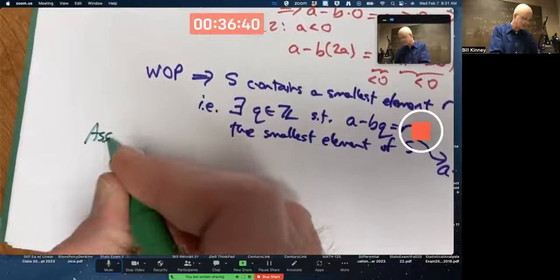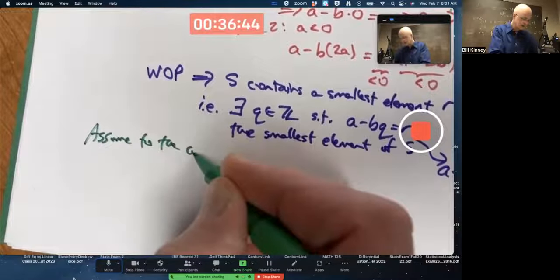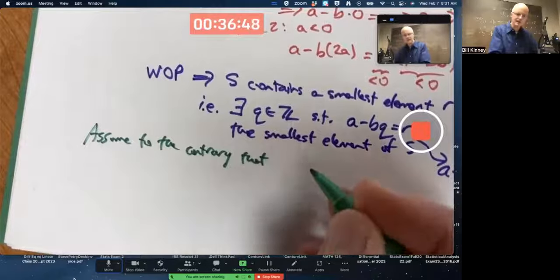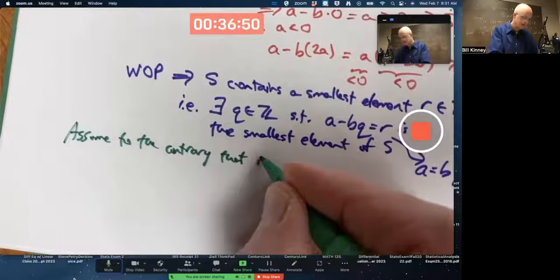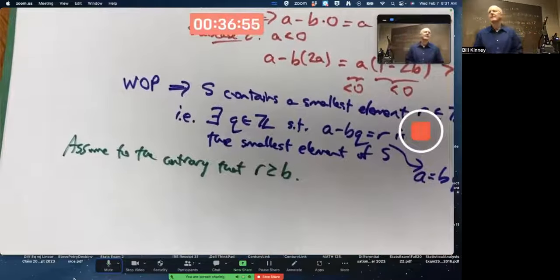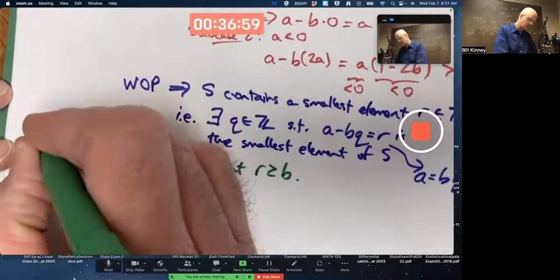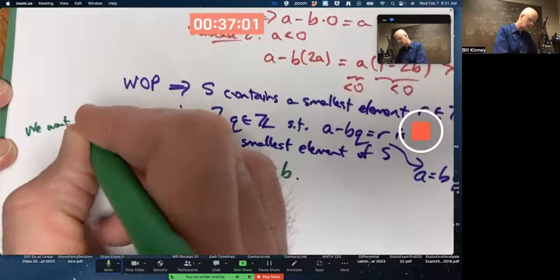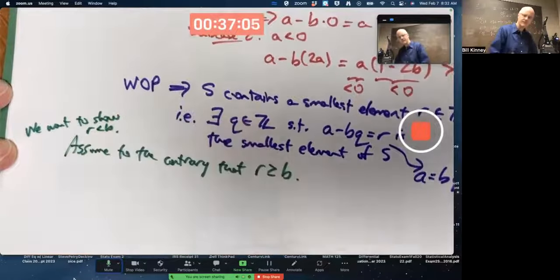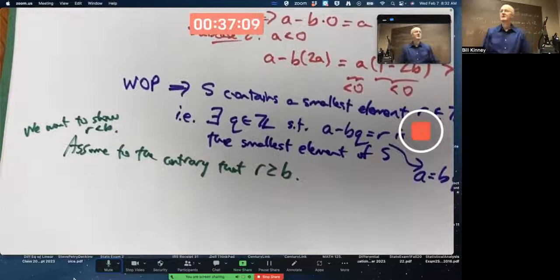Assume to the contrary that R is not less than B, R is greater than or equal to B. Maybe you want to say before this point, we want to show R is less than B. Try an argument by contradiction.